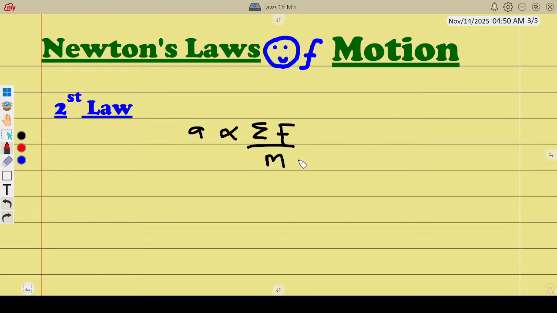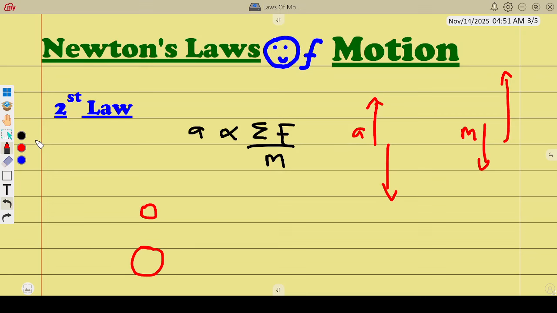And then for the mass, it is opposite. If the mass is increasing, acceleration should go down, and vice versa. And this makes a lot of sense. Let's say you have a small ball and a large ball. If the mass is being increased, it means acceleration will go down. If you have a large ball, its acceleration will go down. It won't move faster. That's the second law of motion.